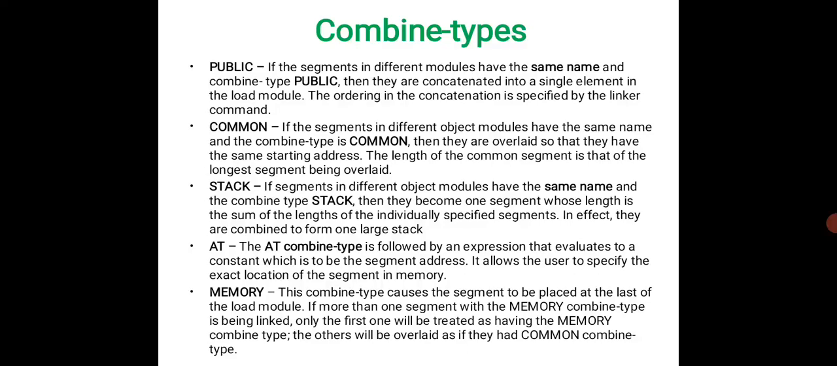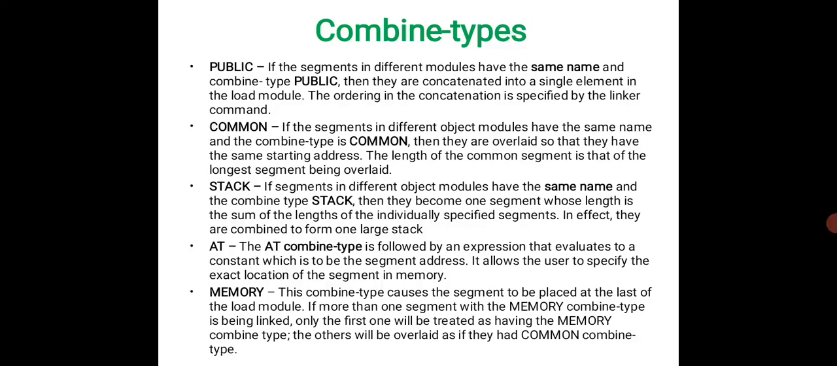The length of the common segment is that of the longest segment being overlaid, if the combined type is stack. So if the segments are in different object modules and have the same name and the combined type is stack, then they become one segment whose length is the sum of the lengths of the individually specified segments. In effect, they are combined to form one large stack.